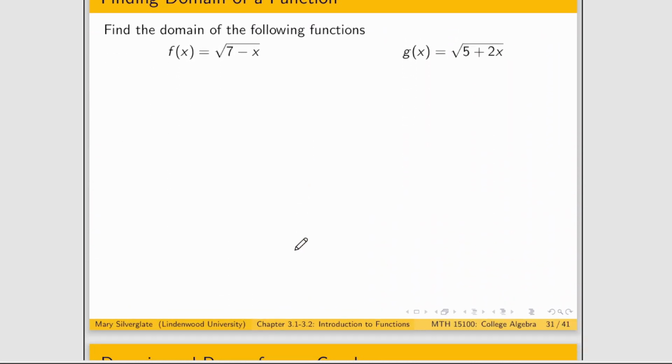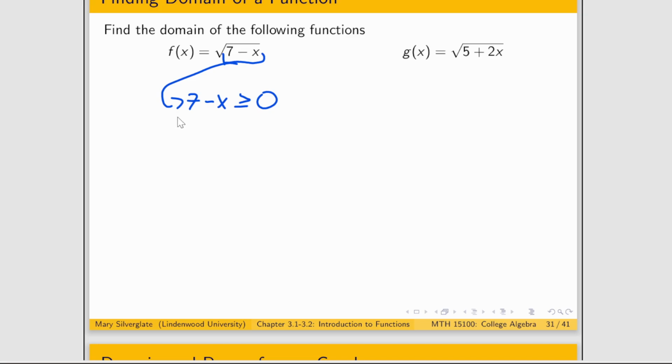So here, I have the square root of 7 minus x. What I'm going to set up for myself is I want to make sure whatever's underneath that root, in this case 7 minus x, better be bigger than or equal to 0. So I set myself up a little inequality, and then I go ahead and solve. I want to get x by itself, and I really want to keep my x's to the left with solving linear inequalities because I read left to right.